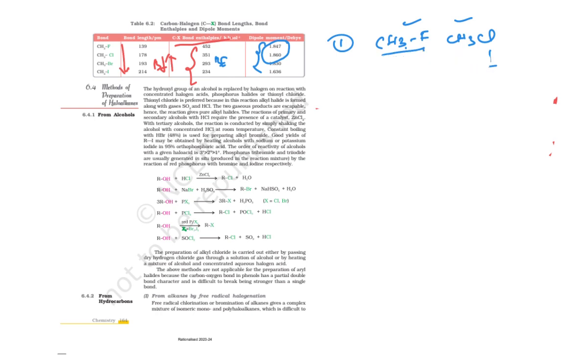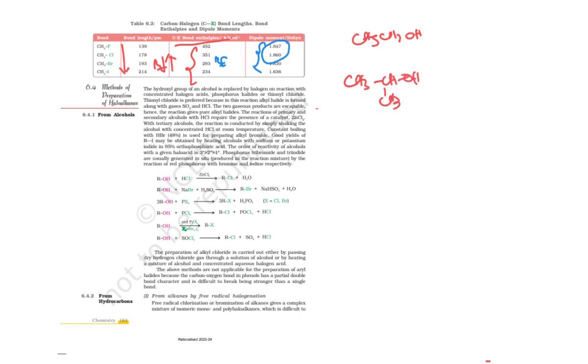So the first reaction, that is the Lucas test. Look here, the first reaction. So if I am taking CH3CH2OH, if I am taking CH3CHOHCH3, then I am taking (CH3)3COH. Sorry, this is primary alcohol, this is secondary alcohol, this is tertiary alcohol.